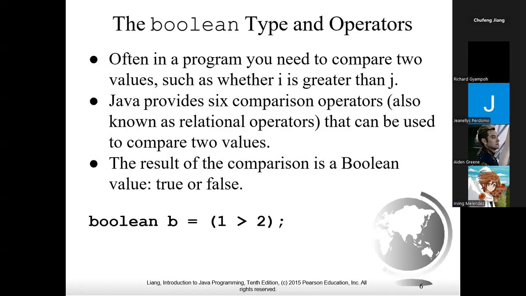A Boolean value means that it can only have two potential outputs. The first is true, the other is false. So here, a boolean b, right, is equal to 1 greater than 2. That means you have to make the comparison of whether 1 is greater than 2. In this case, since 1 greater than 2 is false, that means b is false.